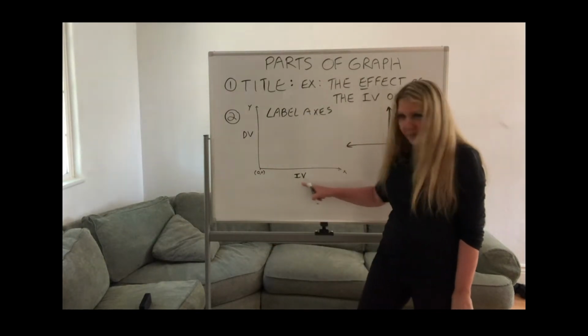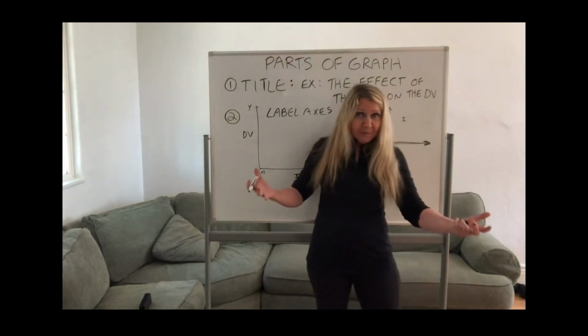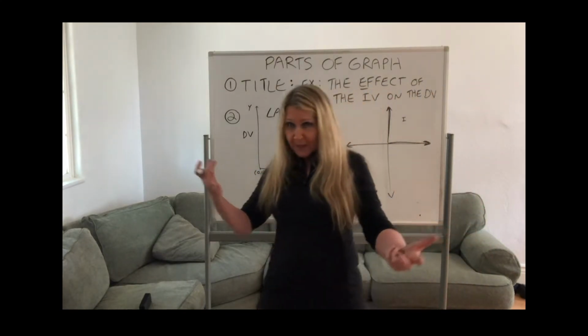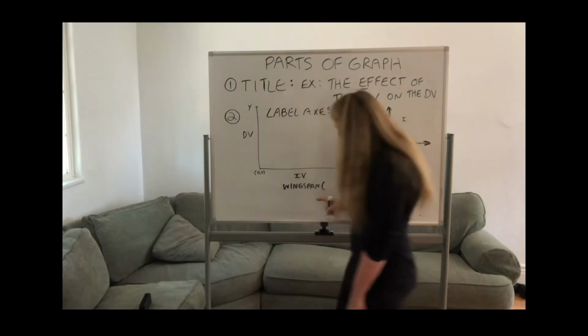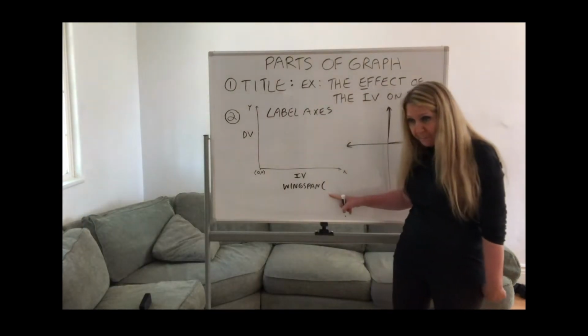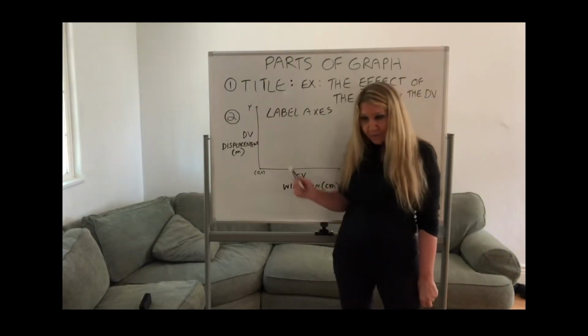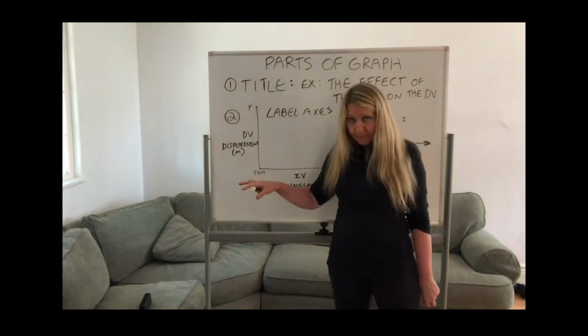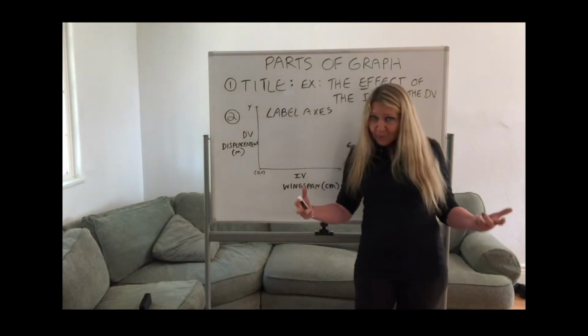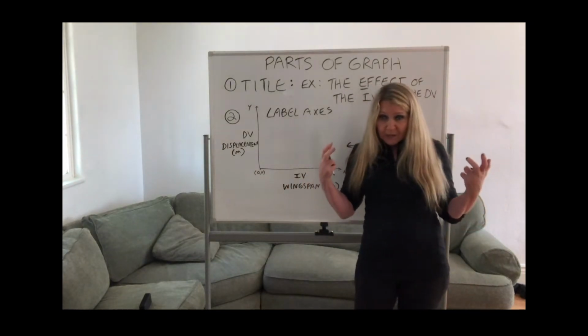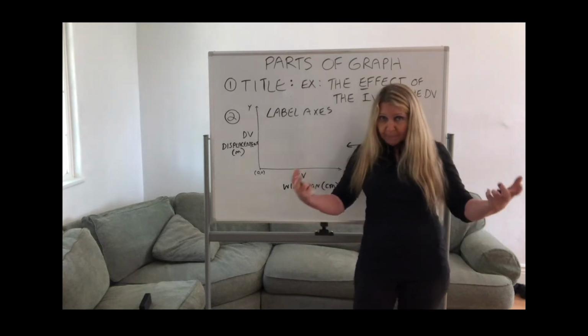You're going to write down what it is. So for the example I gave with the paper planes, I used wingspan and distance traveled. I'm going to include the units that I measured in. We have the x-axis labeled and the y-axis labeled. Okay, the next thing we have to have is a numerical scale, a number scale.